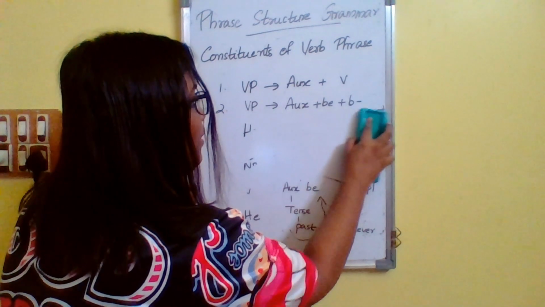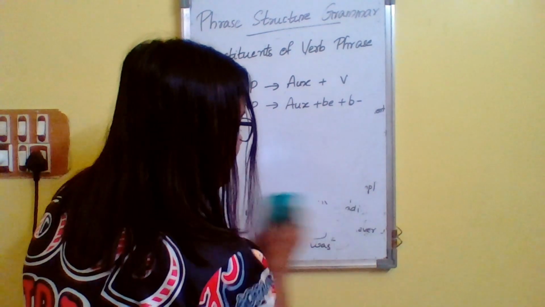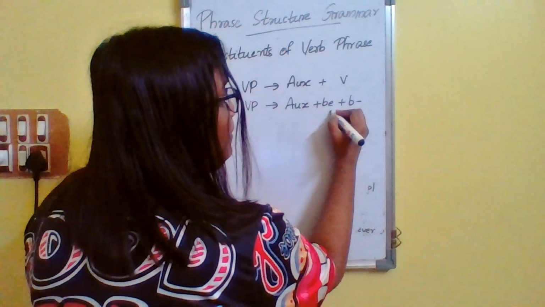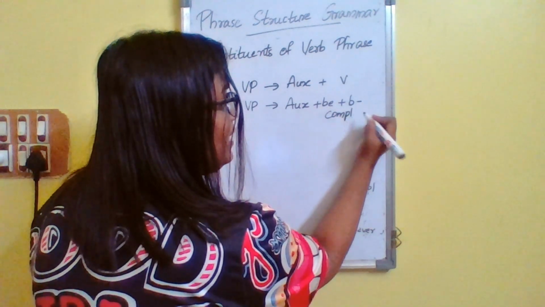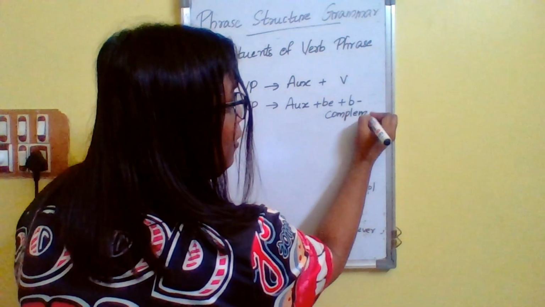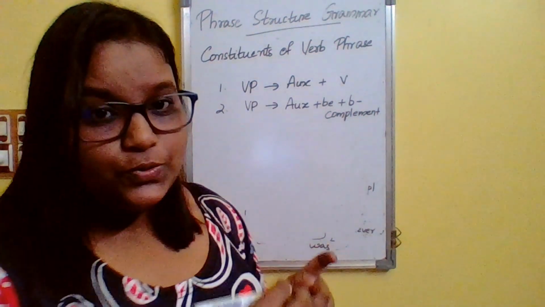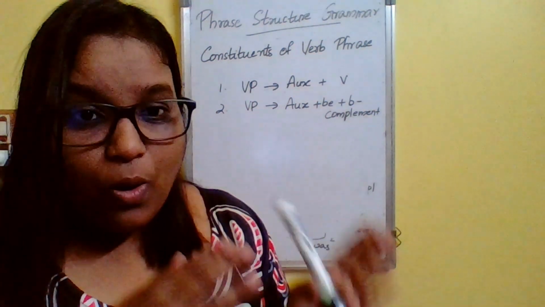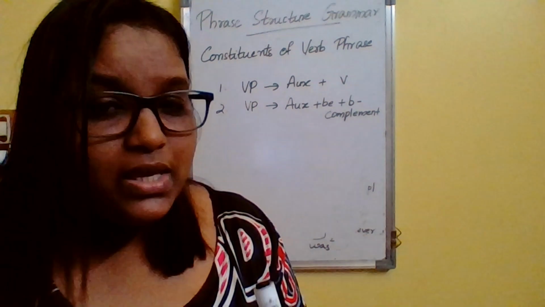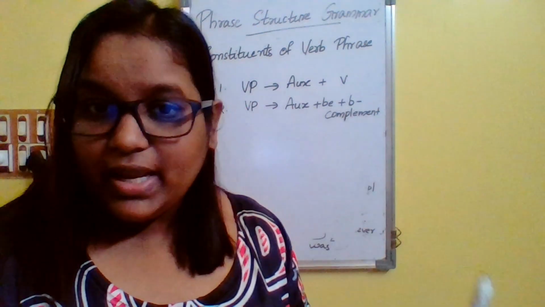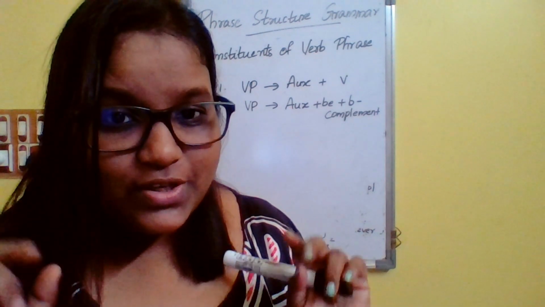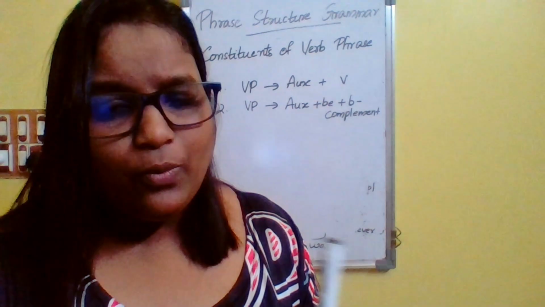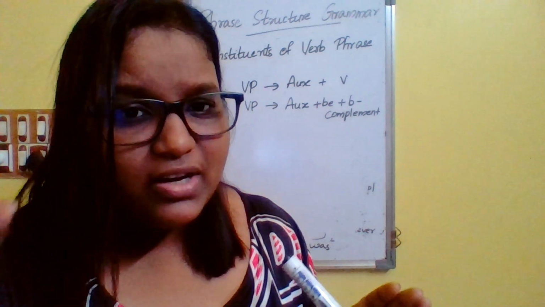So there are two possibilities of verb phrase. Verb phrase has two possibilities: auxiliary plus verb and auxiliary plus be complement. So now let us move on to what can constitute a verb. What are the different forms of verb? Whatever happens in the main verb section.